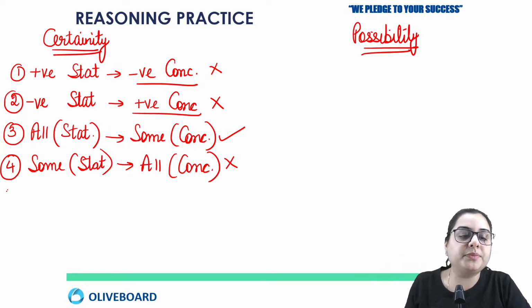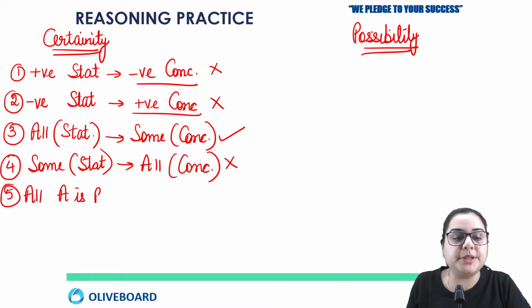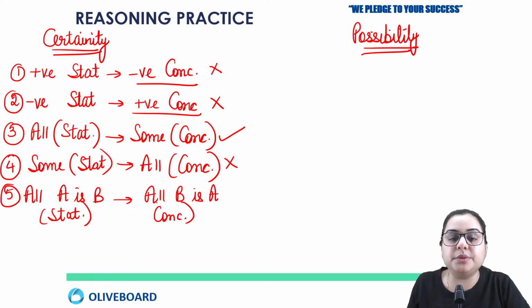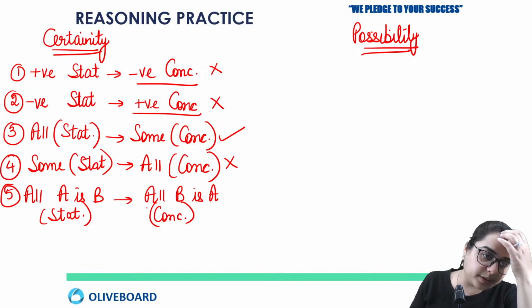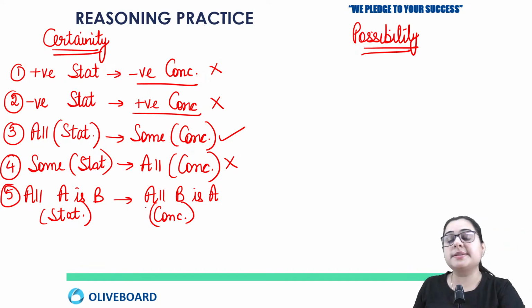Next is, if you have the statement that all A is B and in the conclusion he is asking all B is A, will that be correct or incorrect? So the reverse of a statement, will it be correct in the conclusion or not in the case of all?